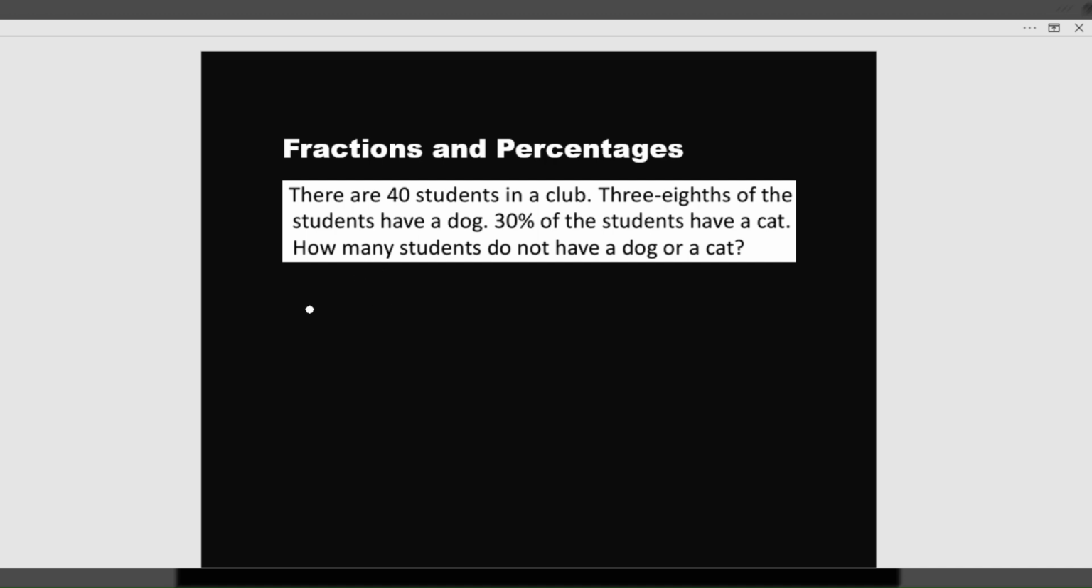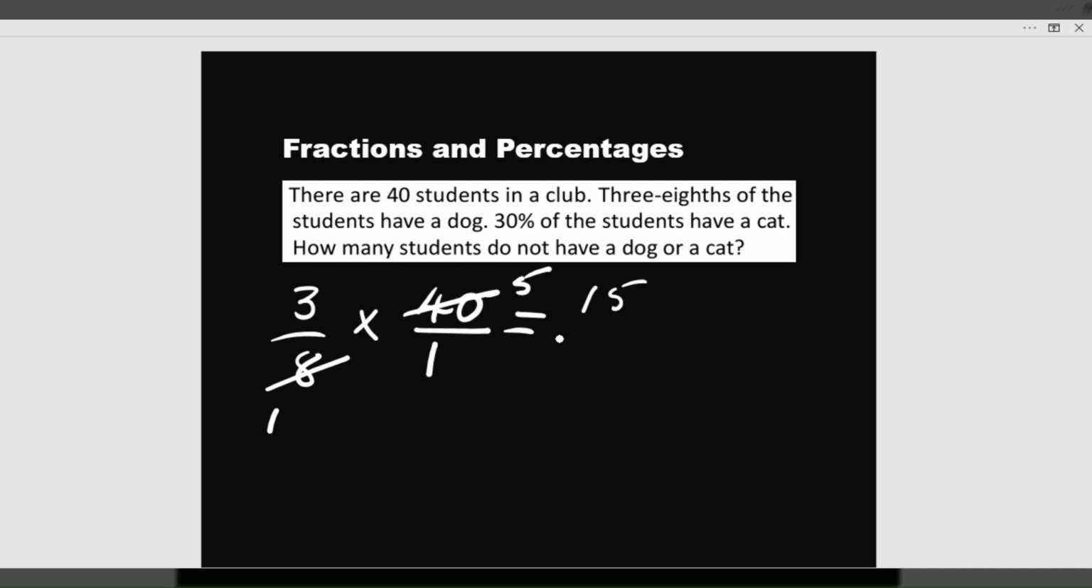Okay, so 3/8 have a dog. So 3/8 times by the 40. Okay, and we can look on that as being 40 over 1. Right, now I can do some cancelling here. So 8 goes into itself once, and it goes into 40 5 times. So 3 times 5 is 15. 1 times 1 is 1. So that means that 15 students have a dog.